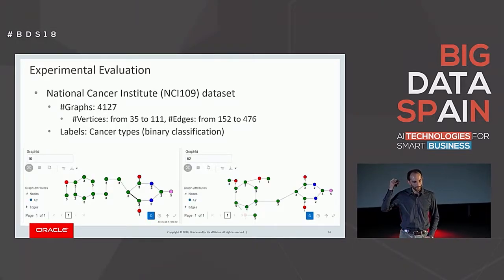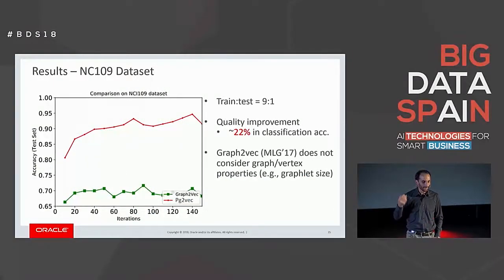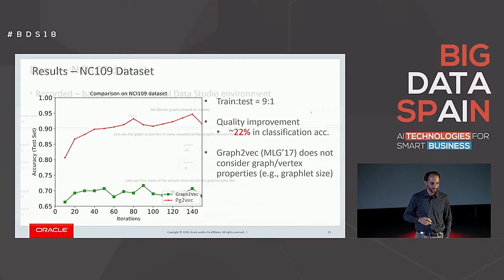And this is an example of a visualization of these graphlets, or of these compounds, it's two of them. So it's basically represented by vertices that have a certain label attached to it, and they're connected in some kind of molecule. Now, the evaluation we run is that with PG2Vec, we can actually get very high accuracy on predicting the label of whether a compound is related to cancer or not, and much better than graph2Vec because we are using the additional information.